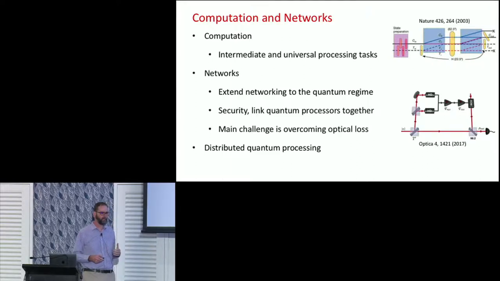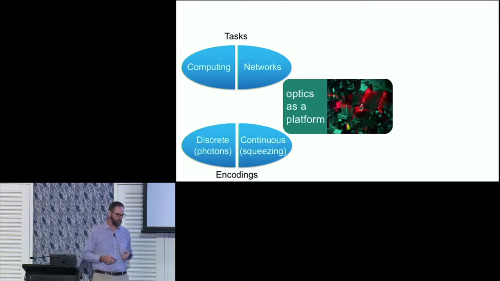The idea of extending networking to the quantum regime for security reasons, for linking processes together. And what I want to tell you is that the main challenge is optical loss. And in other parts of this conference, you'll hear about center-developed and center-implemented techniques for dealing with loss in optical encodings. Okay, and so if we put the networking and the computation together, we can imagine some sort of distributed quantum processing.